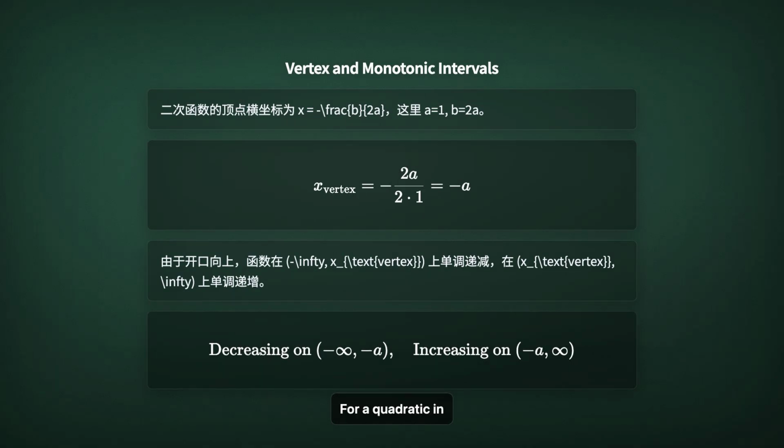Next, we find the vertex of the parabola. For a quadratic in standard form, ax squared plus bx plus c, the x-coordinate of the vertex is negative b over 2a. Here, a is 1 and b is 2a. So the vertex is at x equals negative 2a over 2 times 1, which simplifies to negative a. So the vertex is at x equals negative a. Since the parabola opens upwards, the function is decreasing on the interval from negative infinity to negative a, and increasing on the interval from negative a to infinity.